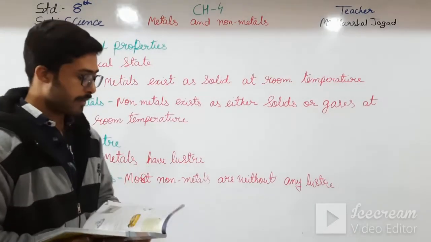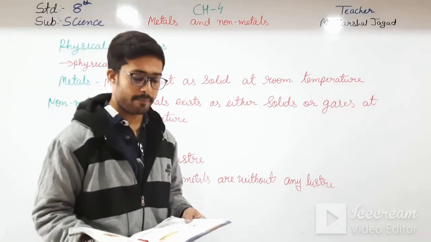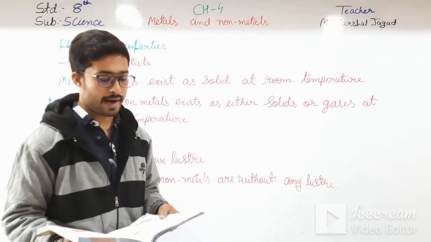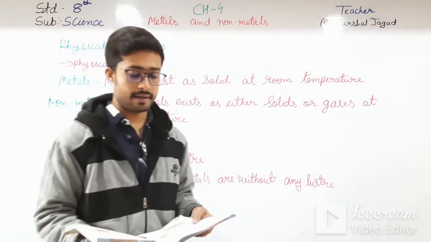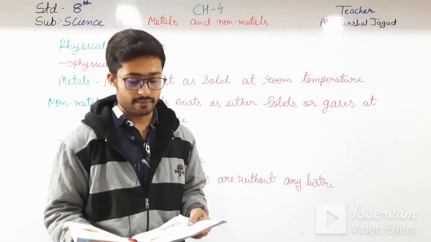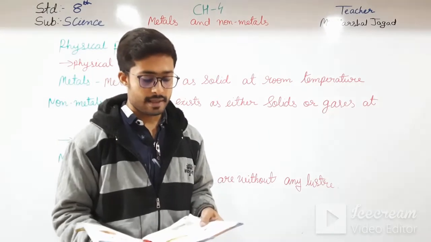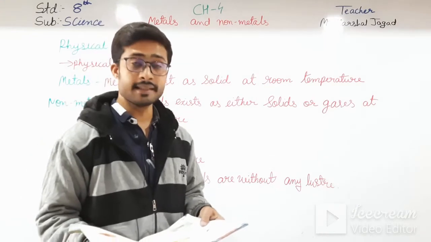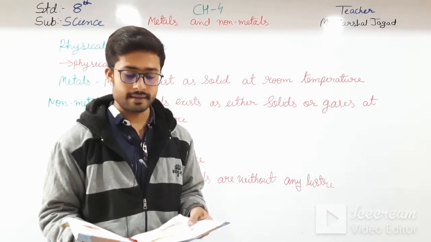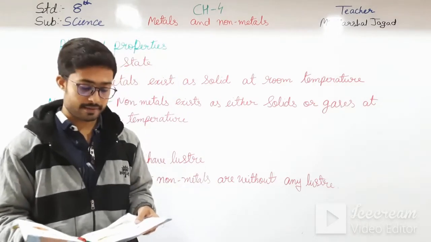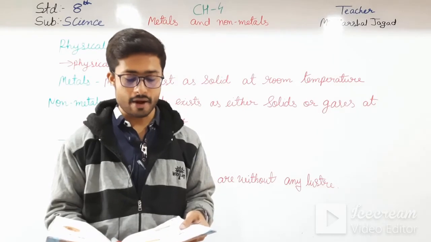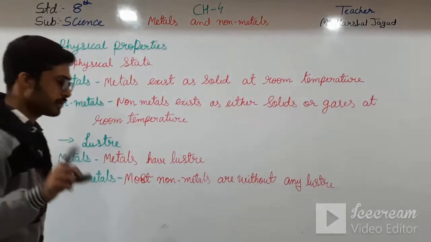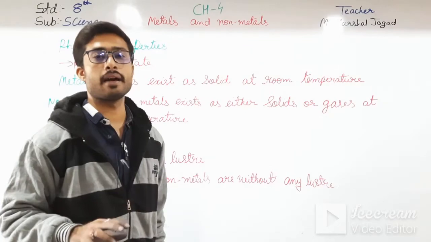So here I am reading it, metals can be polished to have a shiny appearance and they can reflect light. This property of metal is called luster, which is used widely for making jewelry, statues and other decorative articles. Metals such as silver, gold and platinum are used for making jewelry, and copper and silver for making other decorative articles. Non-metals. Most non-metals are without any luster, as they occur as powder or gas. They cannot be polished. Graphite and iodine are exceptions. They have luster. See here, in the non-metals, graphite and iodine, these both have luster. Else, any of the non-metals do not have luster.